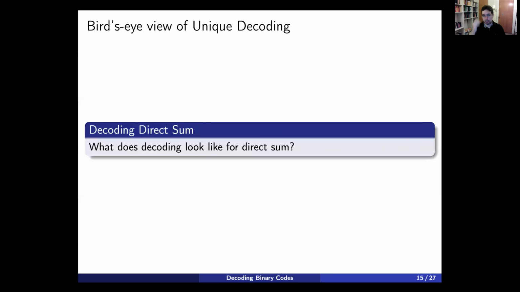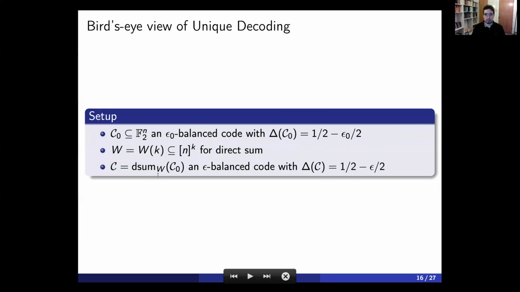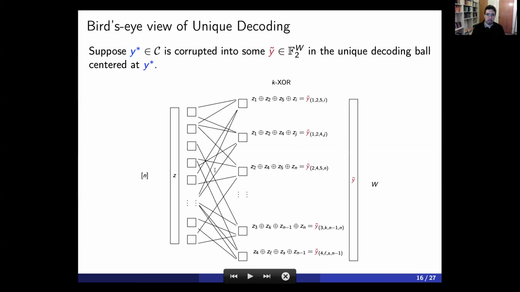But you are interested in the coding, right? You would like to just see what the coding direct sum looks like. Let's start with the setting where we have a base code of this bias and of this distance. You have this collection here of tuples, and then you're taking the direct sum, and you're achieving this distance for completeness. Okay, and what does the coding task look like? We start from some pristine code word here. It gets corrupted to y tilde, shown in the unique decoding ball.